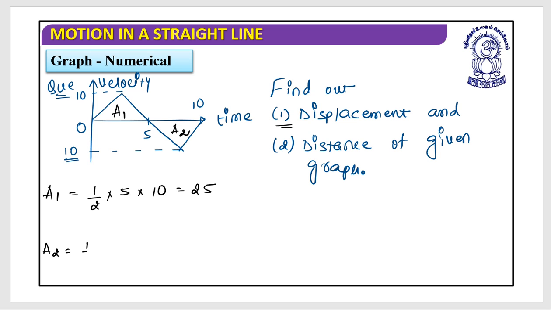Area 2 is half into, again the same data. This is 5 seconds, this is 10 seconds, so this base is 5. It's 1 by 2 into 5 into 10. Again this is 25. So this is area 1 and this is area 2.